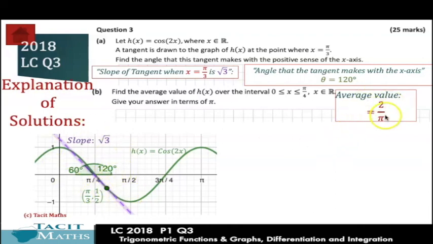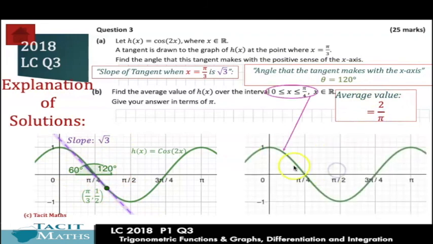And finally, what does this mean? Well, we want the average value between here and here, which is 2 over pi. So 2 over pi is roughly about 0.6, that kind of area. That's what they're talking about there. Again, that one is kind of hard to visualize, hopefully this one makes a bit of sense. But it's always good to visualize what your answer means in the end.